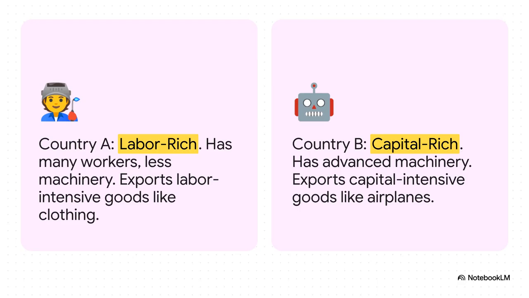Let's break that down. Imagine you have two countries. Country A is labor-rich. It's got tons and tons of workers, but maybe not so many fancy factories. The theory says it's going to export things that require a lot of hands, like clothes or toys. Then you have country B. It's capital-rich, loaded with advanced technology, robots, and machinery. It's going to be the one exporting things like airplanes and software. It's all about playing to your strengths.